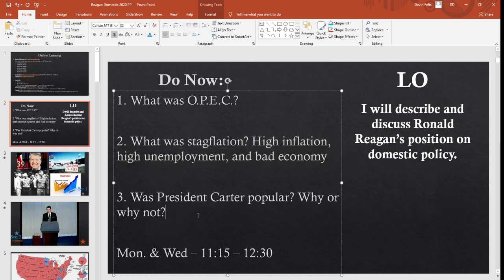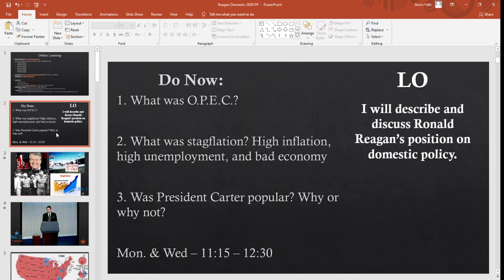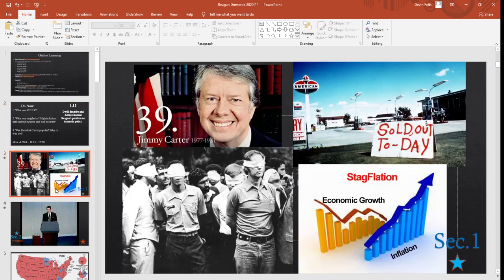Why was President Carter popular? Why or why not? Think about the economy under Carter. Was the economy good? Was it bad? So let's look at this picture right here. This picture tells us a few things that's going on during President Jimmy Carter's administration. So if you need a moment, go ahead and pause this and you can do your do now questions, okay? For those of us who are finished, let's move on to Jimmy Carter.